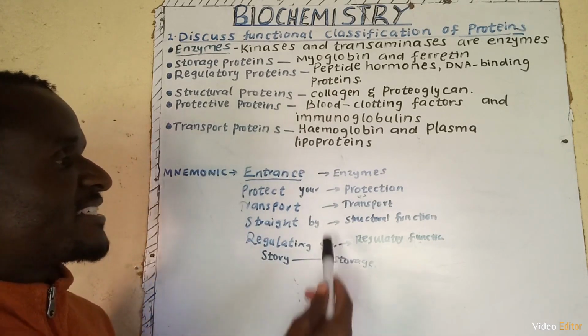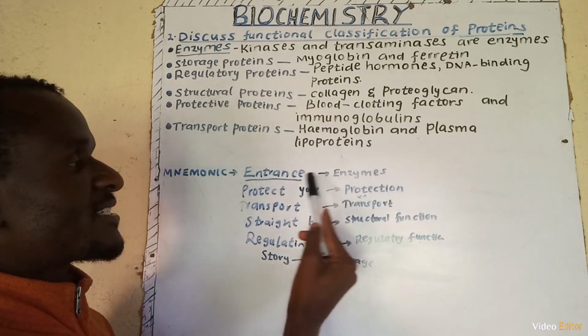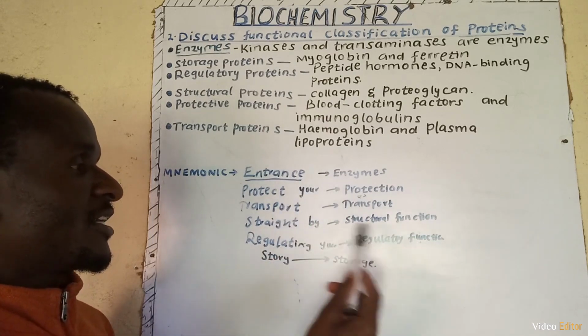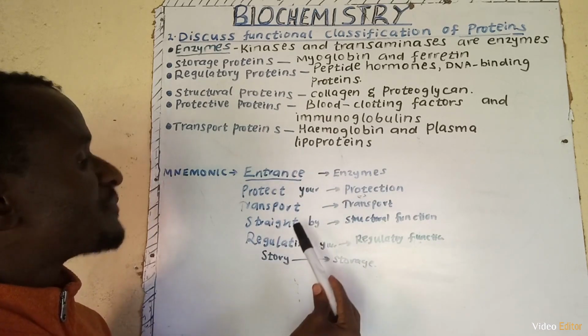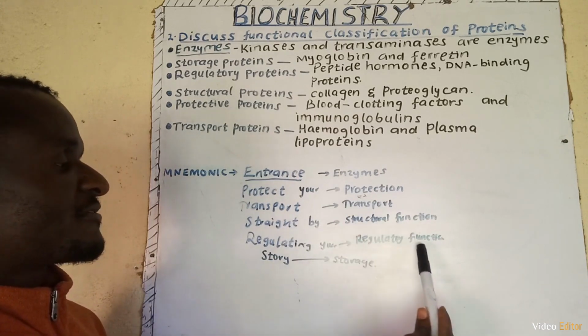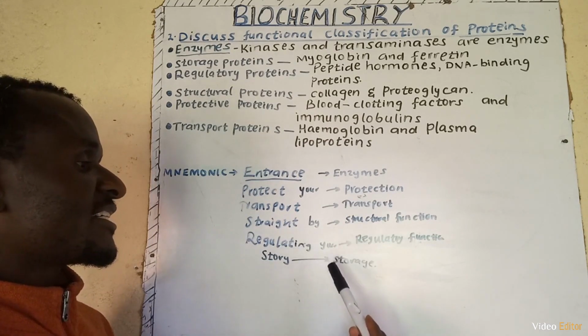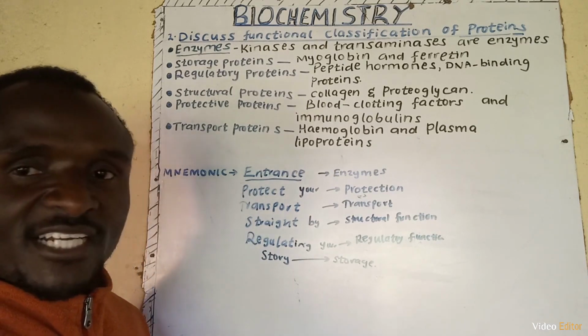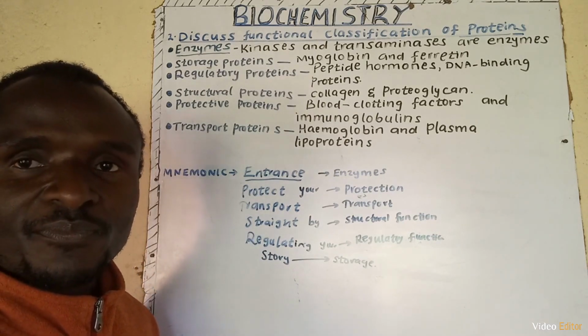So you have to remember that at the entrance, we have enzymes, enzyme standing for entrance. Then we have protect, which is protection. Transport, that is transport. Straight means structure or function. Then we have regulating, which is a regulatory function of our protein. Then we have story, which stands for storage.